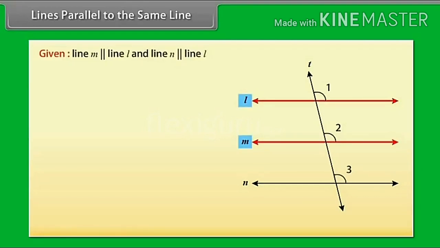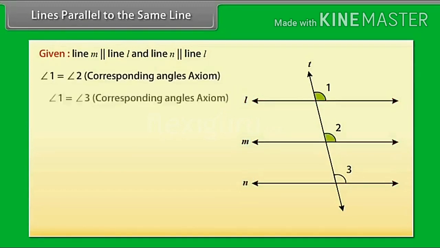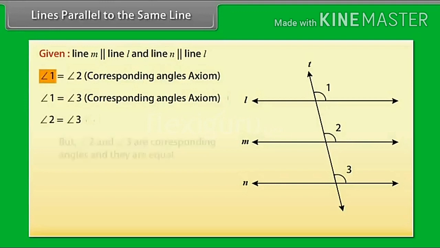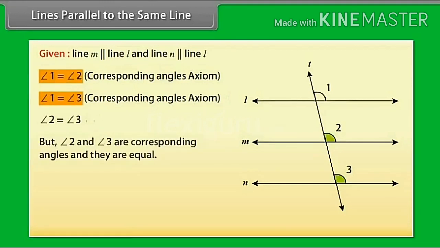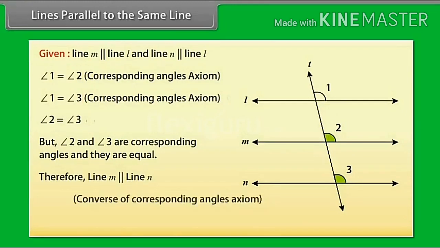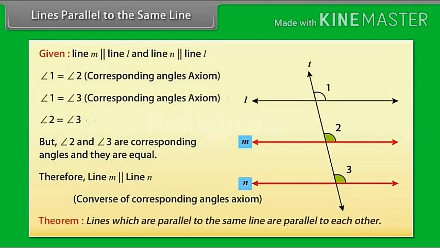Here it is given that line M is parallel to L and line N is parallel to line L. Angle 1 is equal to angle 2 because they are corresponding angles, and angle 2 is equal to angle 3 because they are corresponding angles, which implies angle 1 equals angle 3. But they are corresponding angles and they are equal. When corresponding angles are equal, it means that the lines are parallel. So line M is parallel to line N by the converse of the corresponding angle axiom. This states the theorem: lines which are parallel to the same line are parallel to each other.